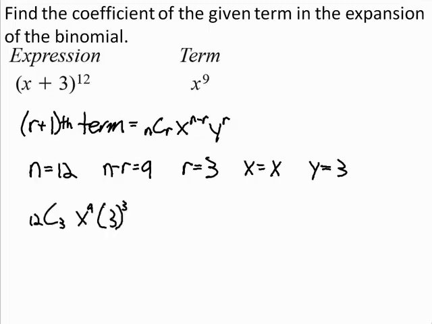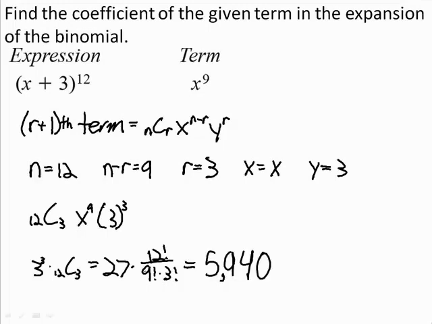The x to the 9th term is 12C3 x raised to the 9th power times 3 raised to the 3rd power. The coefficient of this term is 3 raised to the 3rd power times 12C3, which is equal to 27 times 12 factorial divided by 9 factorial times 3 factorial, which equals 5,940. So the coefficient of x raised to the 9th power is 5,940.